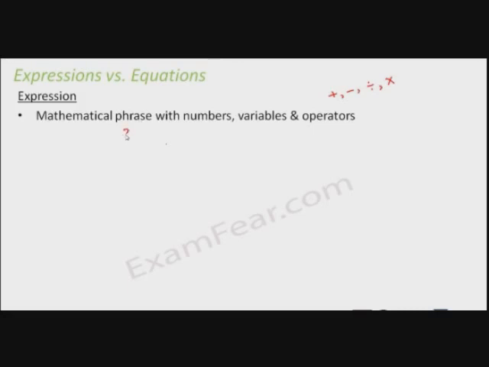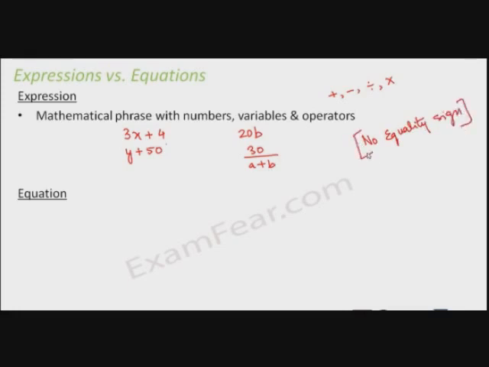Examples of expressions would be 3x plus 4. This is an expression. y plus 50 is also an expression. 20b, this is an expression, you have constants and variables. 30 divided by a plus b, this is also an expression. So these are all examples of expressions. In an expression, you really do not have an equality sign. There is no equality sign involved in an expression.